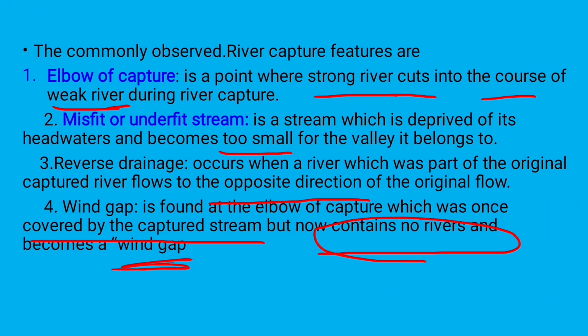What are the major features of river captures? There are again 4 common features of river captures. These are elbow of capture, misfit or underfit stream, reverse drainage, and wind gap. What is elbow of capture? Elbow of capture is a point where a strong river cuts into the course of a weak river during the river capture.